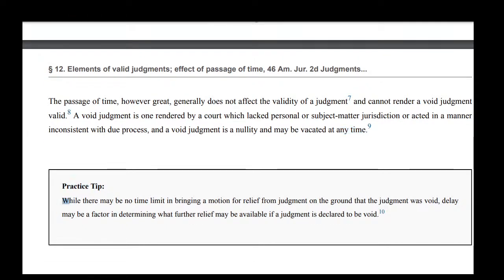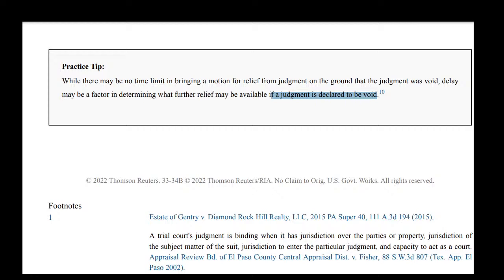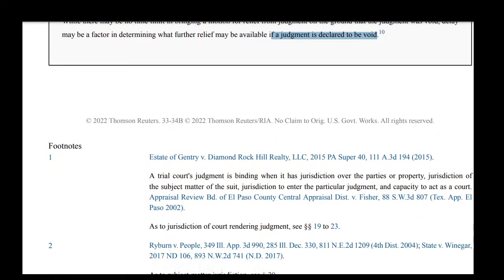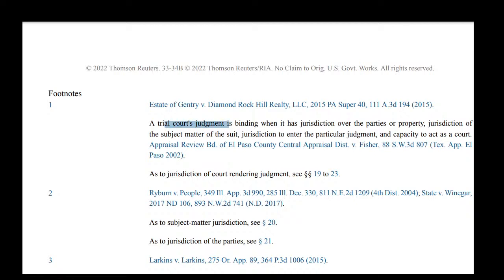Practice tip. While there may be no time limit in bringing a motion for relief from judgment on the ground that the judgment was void, delay may be a factor in determining what further relief may be available if a judgment is declared to be void. So time may be of the essence when you're claiming relief, it seems. Let's go over some of these footnotes here. A trial court's judgment is binding when it has jurisdiction over the parties or property, jurisdiction of the subject matter of the suit, jurisdiction to enter the particular judgment, and the capacity to act as a court.